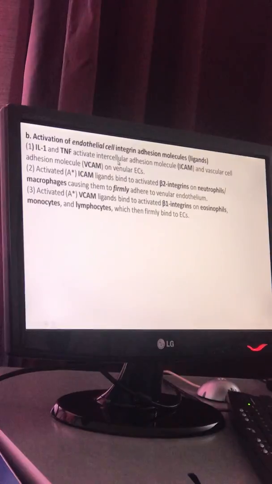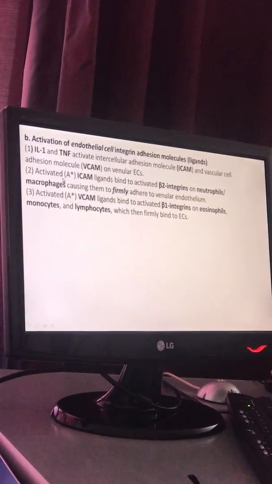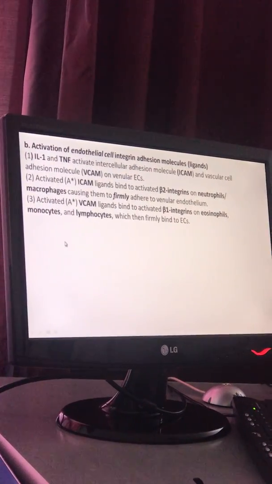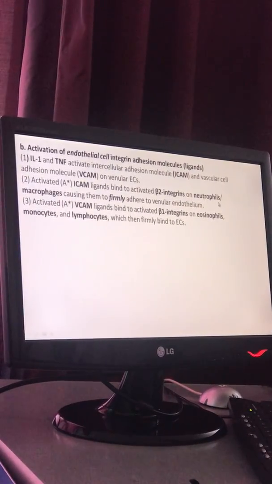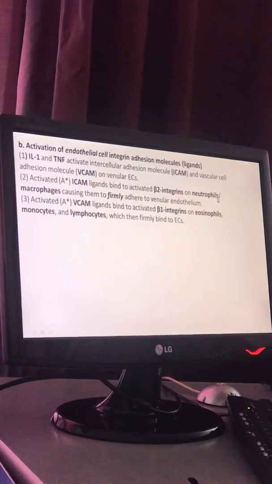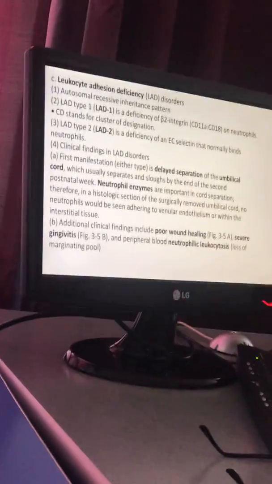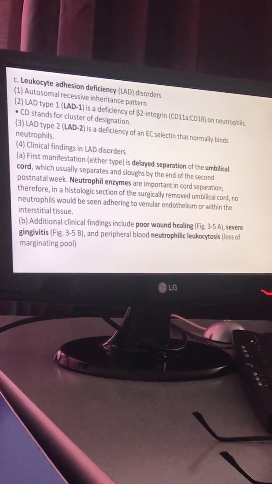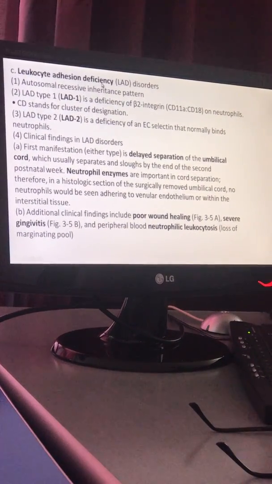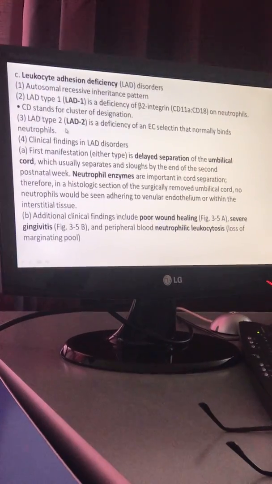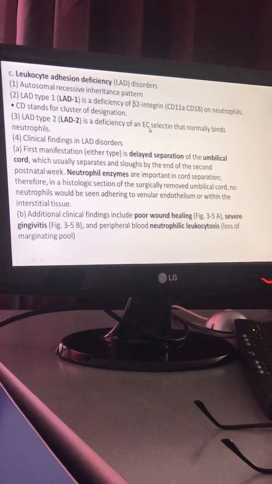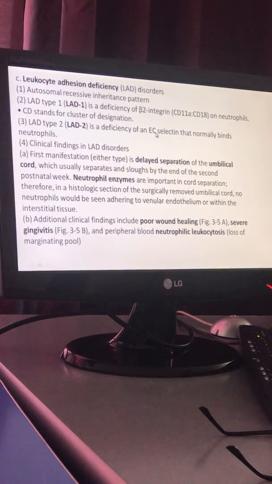And I said that these adhesion molecules on endothelial cells can be ICAM or VCAM. And the ICAM is for beta-2 integrin and VCAM is to bind to beta-1 integrins on eosinophils, monocytes, and lymphocytes. So beta-2, remember especially beta-2 for neutrophils. Now, as I said, when we talked about adhesion molecules, we have some disorders called leukocyte adhesion deficiency disorders, type 1 and type 2. Leukocyte adhesion deficiency type 1 is deficiency of beta-2 integrin, and type 2 is deficiency of E-selectin, endothelial cell selectin.